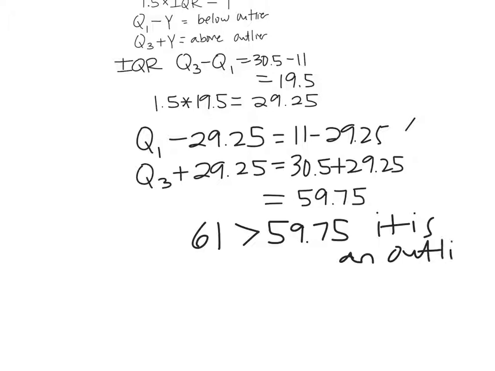See, statistics is all about backing it up, isn't it? You have to back up your inferences. You have to back up anything that you say. If I say 61 is an outlier, I can't just say 61 is an outlier because my graph told me so. You have to prove it in a way. We just proved it.